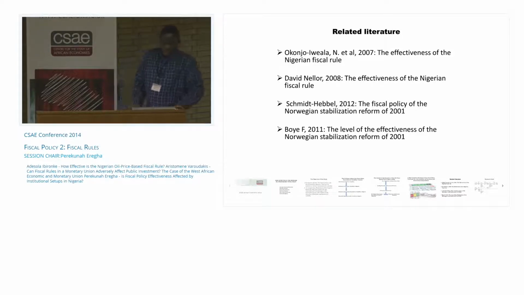So, we also have the study of Hebel on the Norwegian stabilization reform. Then the study of Boye on the same Norwegian reform.